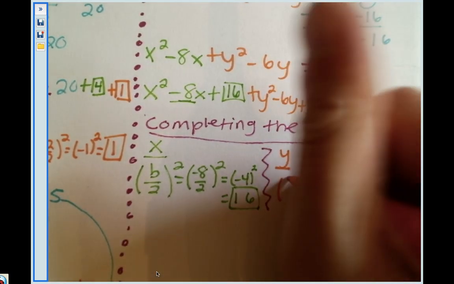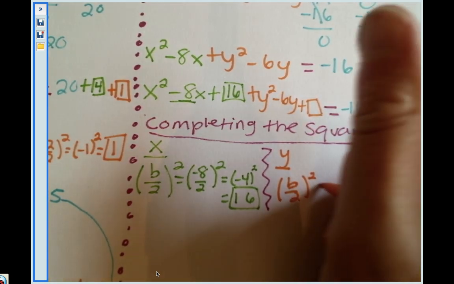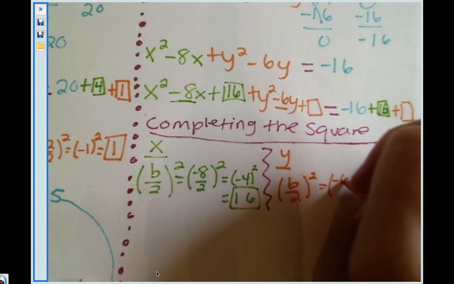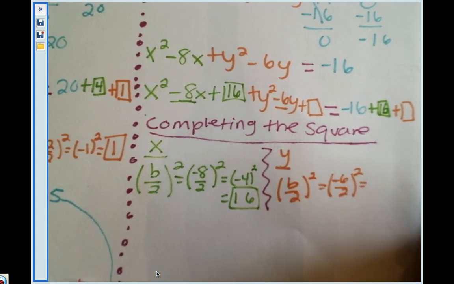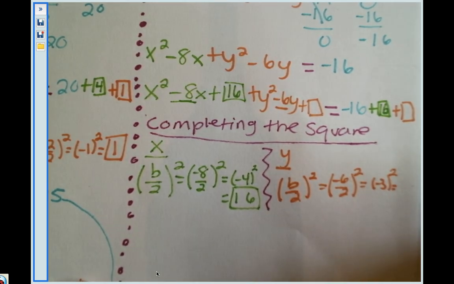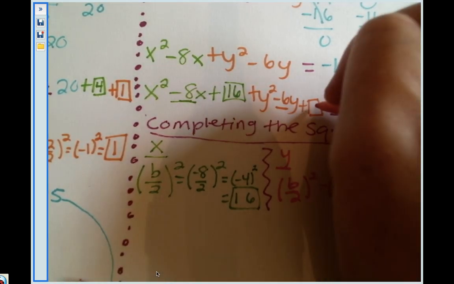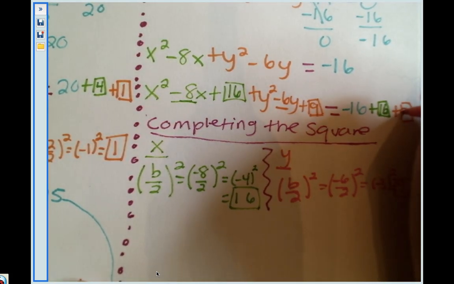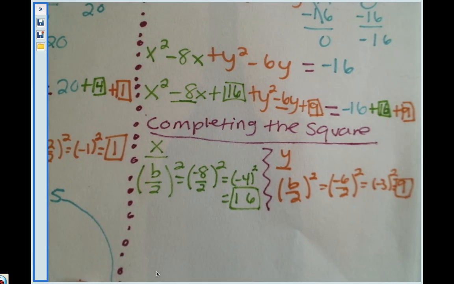So b over 2 squared equals, in this case, my b is negative 6. So negative 6 over 2 squared. Negative 6 over 2 is negative 3. And negative 3 times negative 3 is 9. So that's what's going in my box on both sides. 9 and 9. All right, guys, we're getting closer.